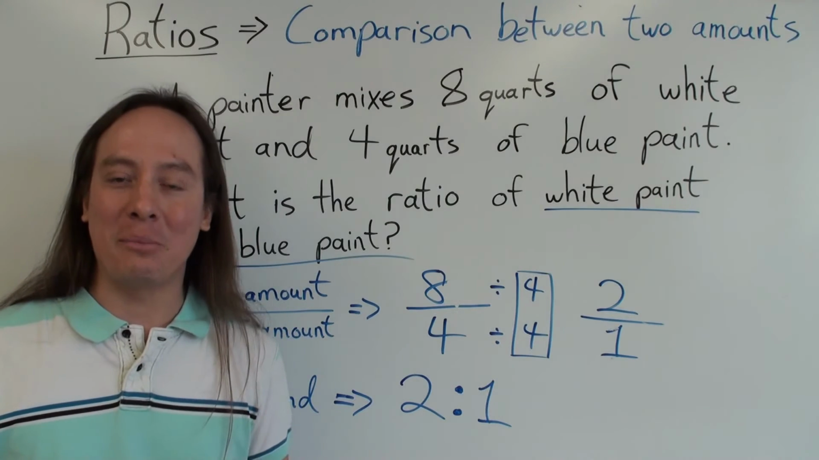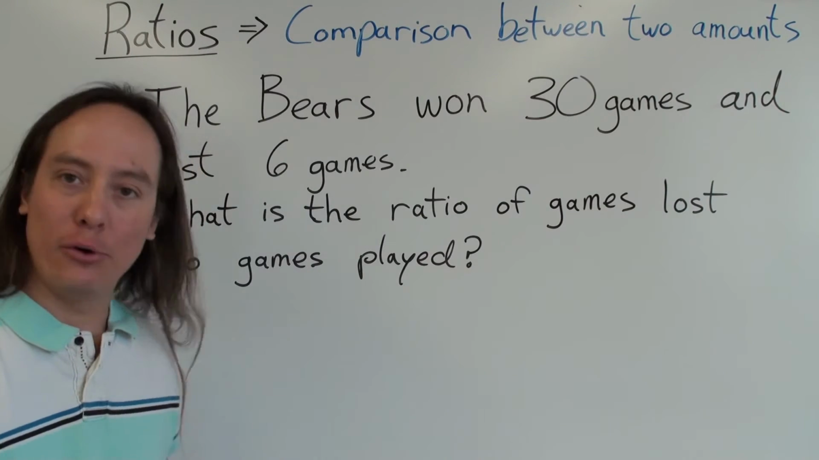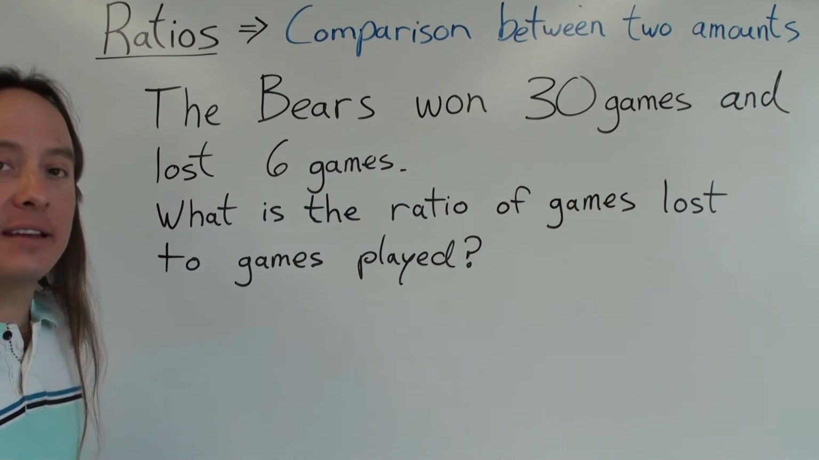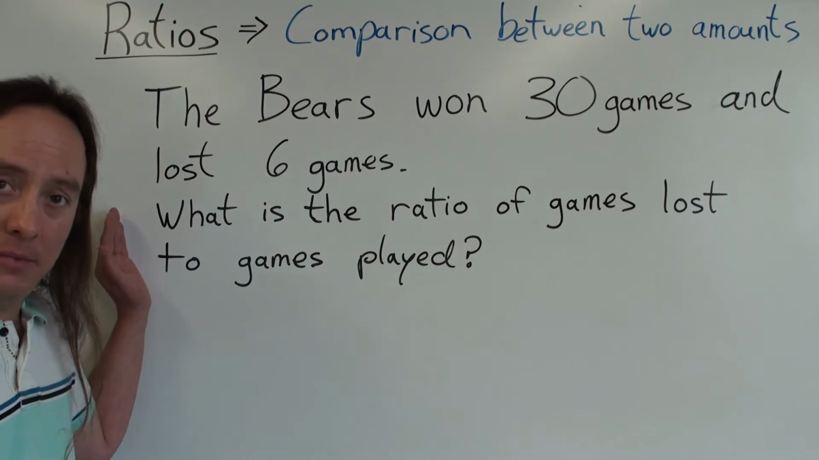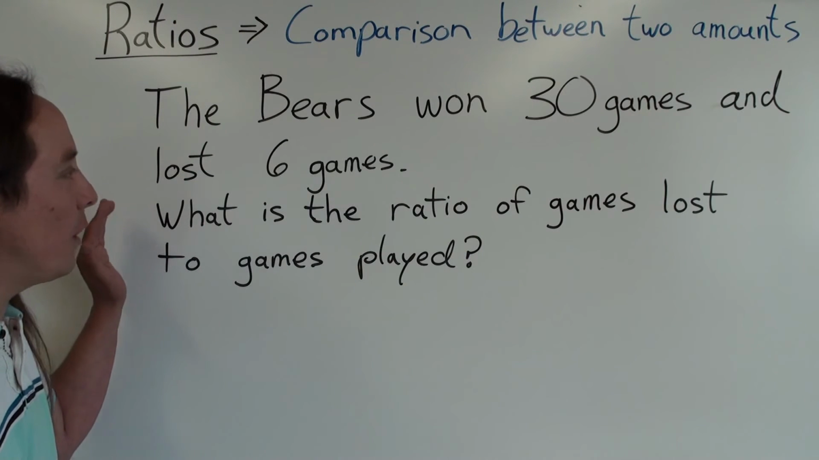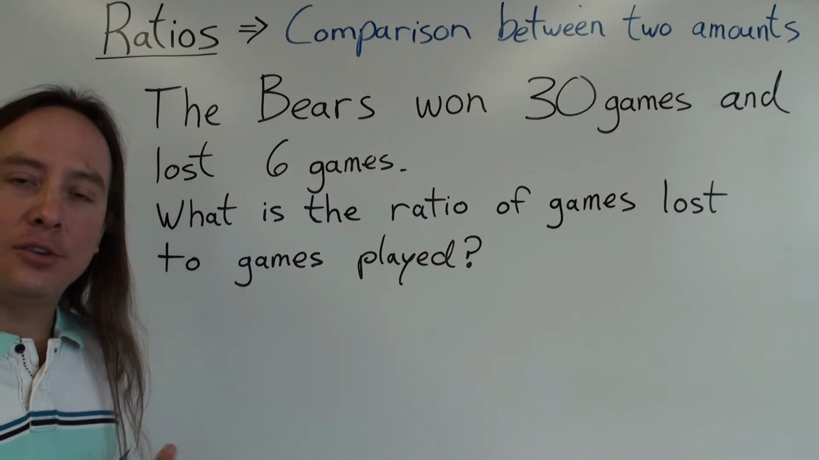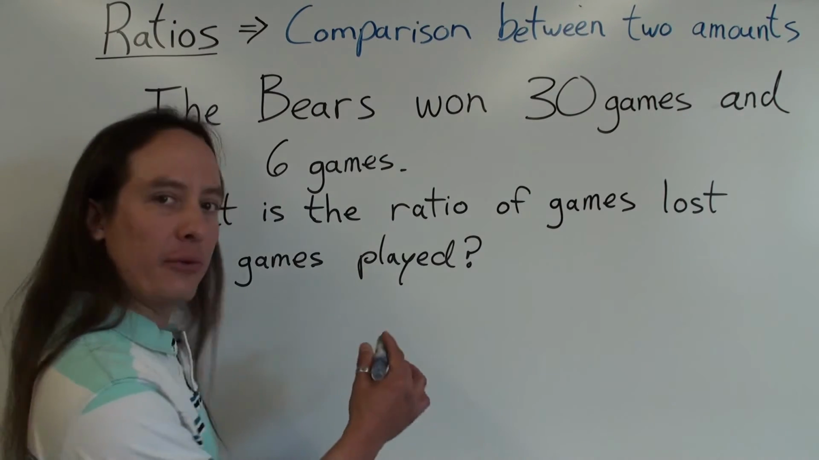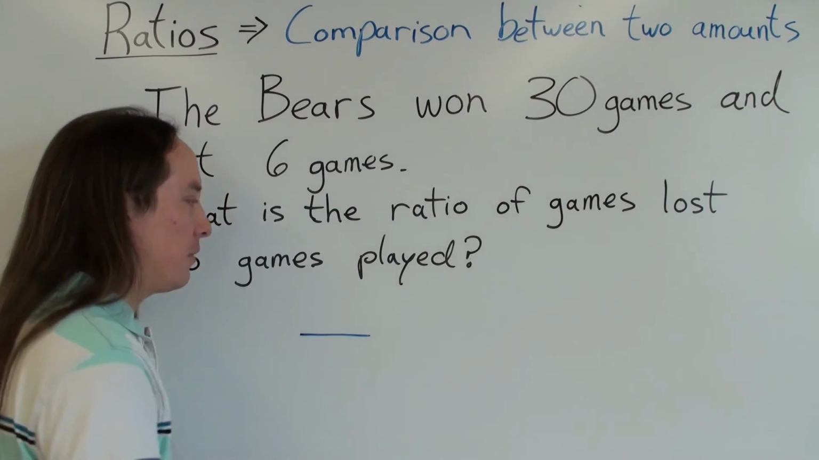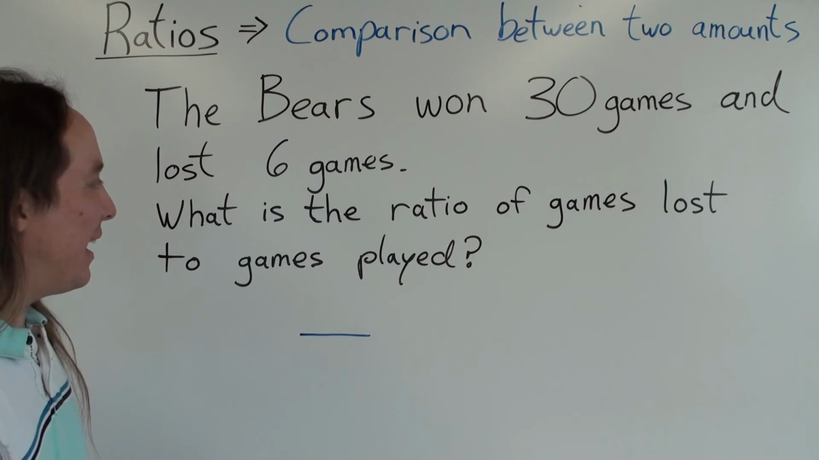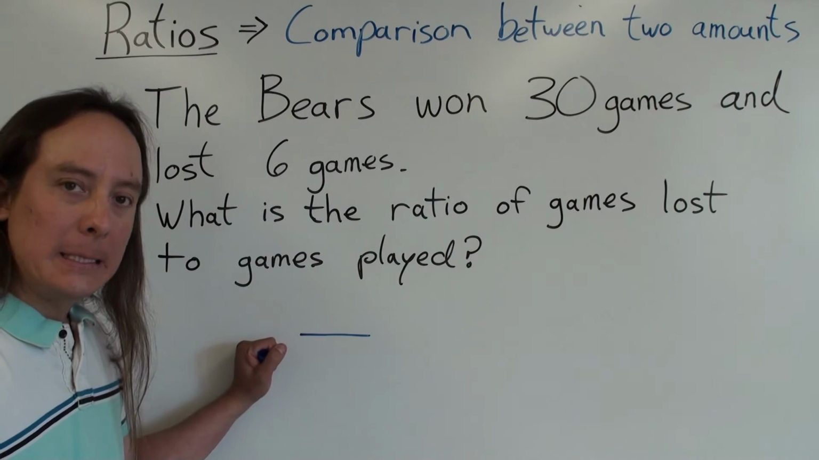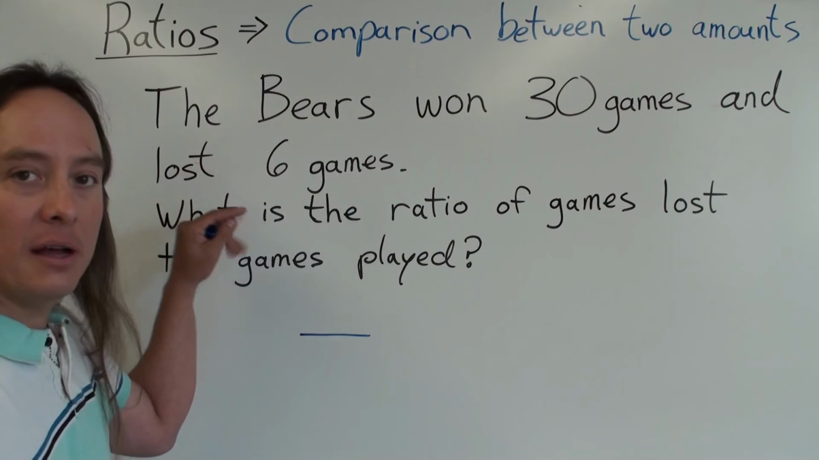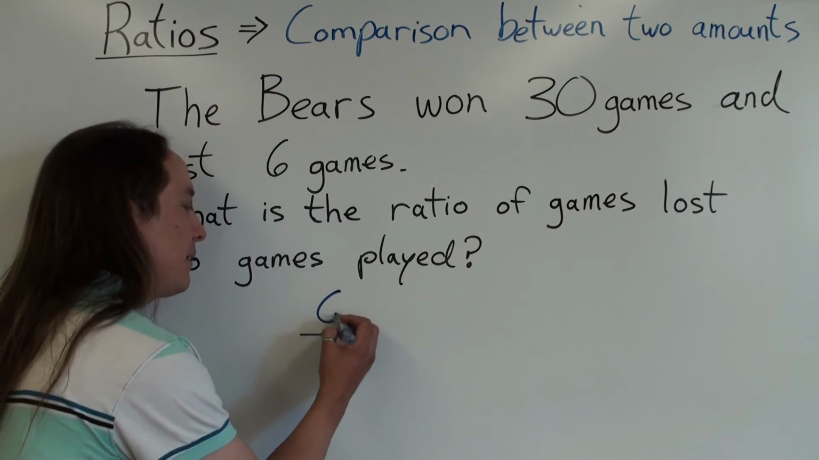So let's take a look at another problem. I put another example up on the board. This one says, the Bears won 30 games and lost 6 games. The question, and this is where we need to pay most attention, is what is the ratio of games lost to games played? I'm going to start with a fraction, because I like to work with these in fraction form. There's my fraction bar. Now, what did they ask for first? Games lost. So I look in my information for the number of lost games, and it's 6. They lost 6 games.